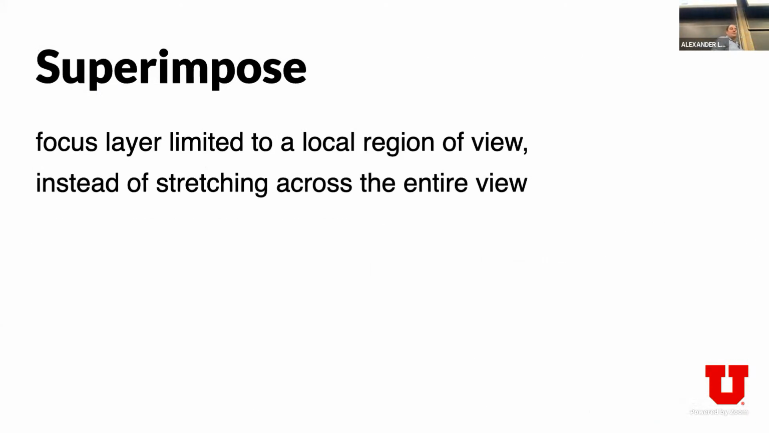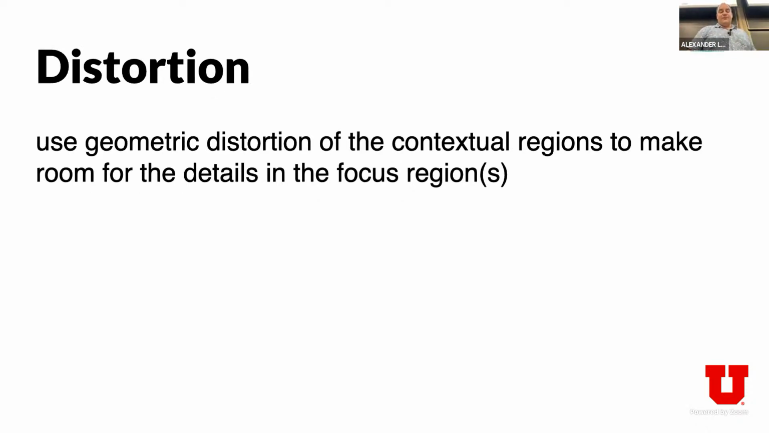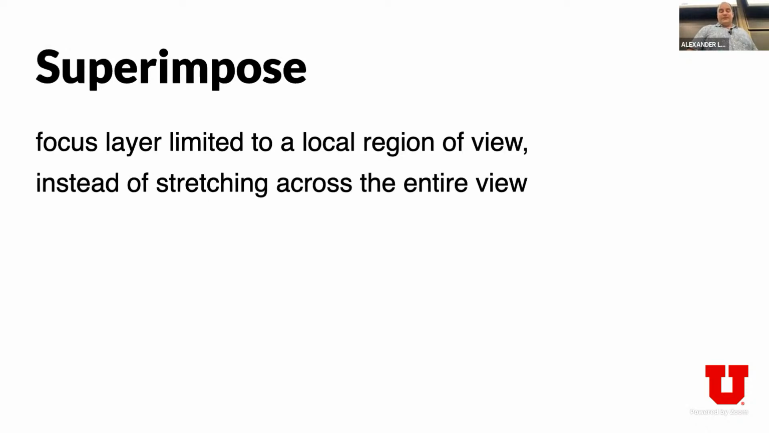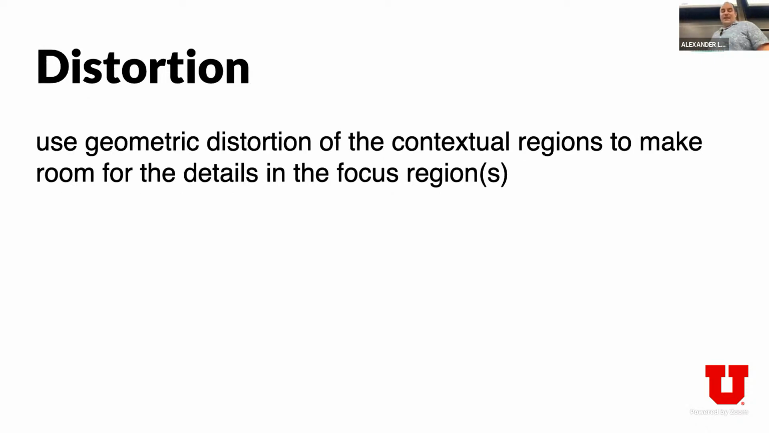Okay, superimposition is basically you combine 2 different visualizations on top of each other. You have a focus layer, which is limited to a local regional view instead of stretching it across the entire view. And that's something we'll be looking at again when we talk about tablet data, for example. And then finally, we have distortion.